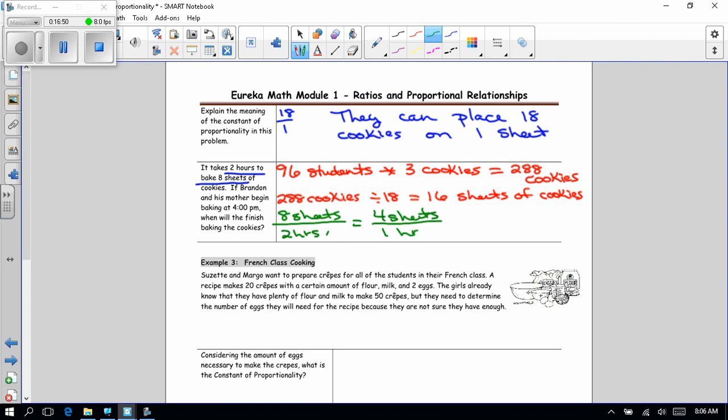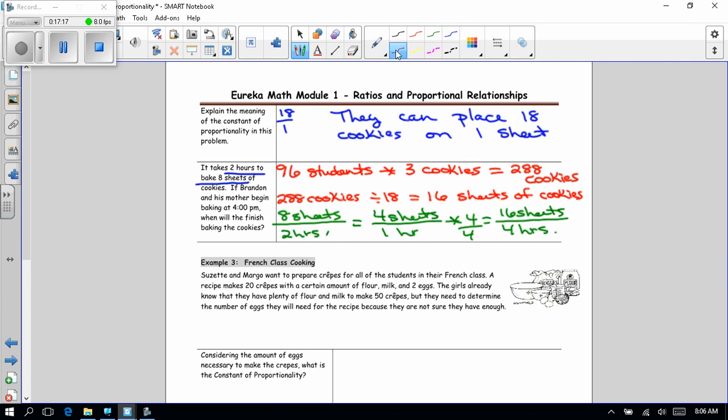right? So if I take that, I need 16, right? So in other words, if I multiply this by 4, or I could have multiplied the first one by 2, right? That would give me my 16 sheets. And 1 times 4 is 4 hours. So it's going to take them 4 hours to bake all these cookies.